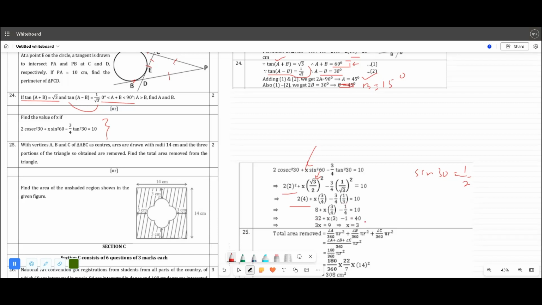What we arrive at is 32 plus 3x minus 1 is equal to 40. So 3x is equal to 9, x is equal to 3. Very simple question. And then ये आपको 2 marks मिल गए। ओके, ये हमने यहाँ नहीं किया है, मैं यहाँ कर देता हूँ। तो नीचे किया है। ओके, vertices A, B and C of triangle ABC centers arcs are drawn.